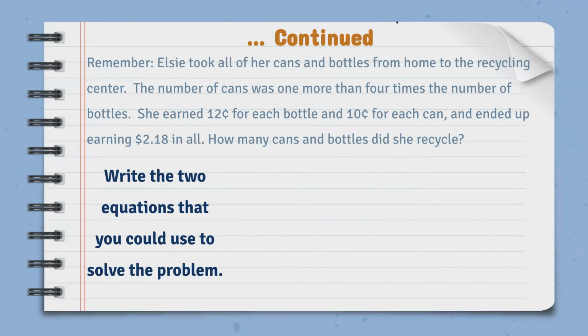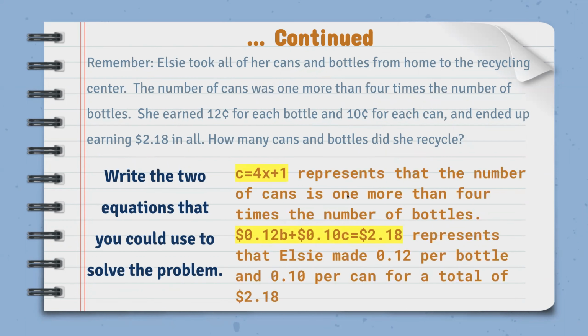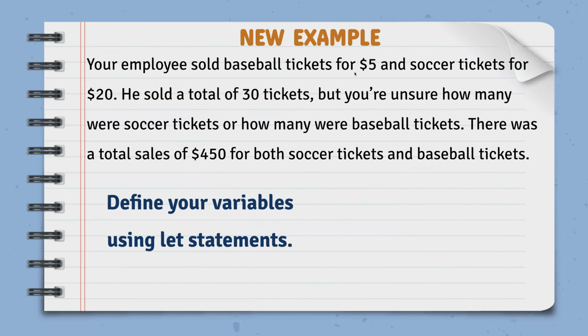Okay, so let me show what I had written here. It represents that the number of cans is 1 more, represents that LC made 12 cents per bottle, 10 cents per can for a total of $2.18. Awesome. Let's try a new example.